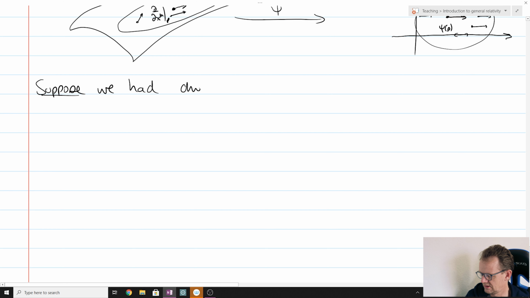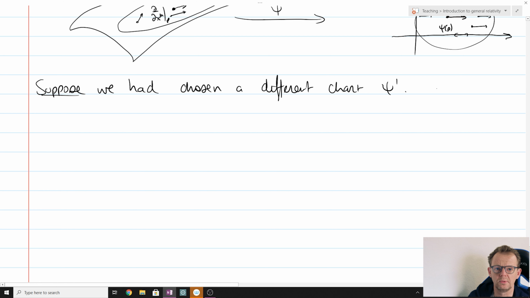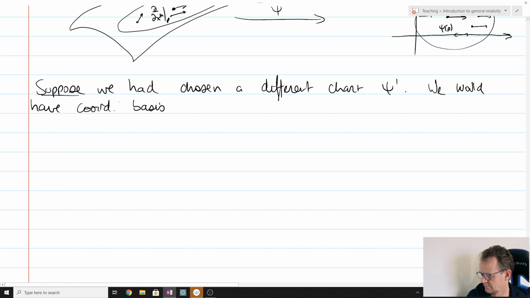Suppose we had chosen a different coordinate system, or a different chart. Then we would have done everything with respect to a new or different coordinate basis. So we're going to introduce a second coordinate basis, which we'll have to call x prime nu. But can we express our first coordinate basis in terms of our second coordinate basis? Well, you betcha, right?